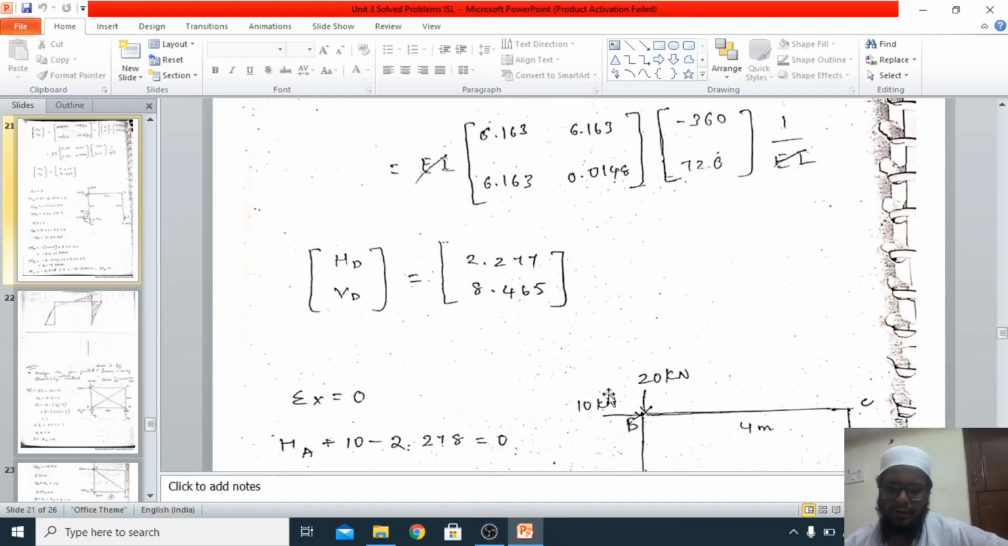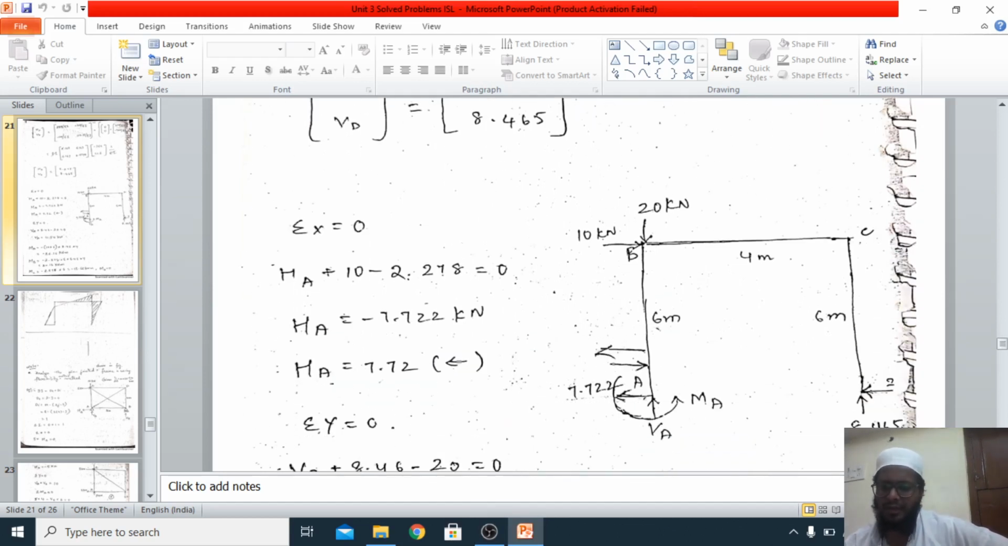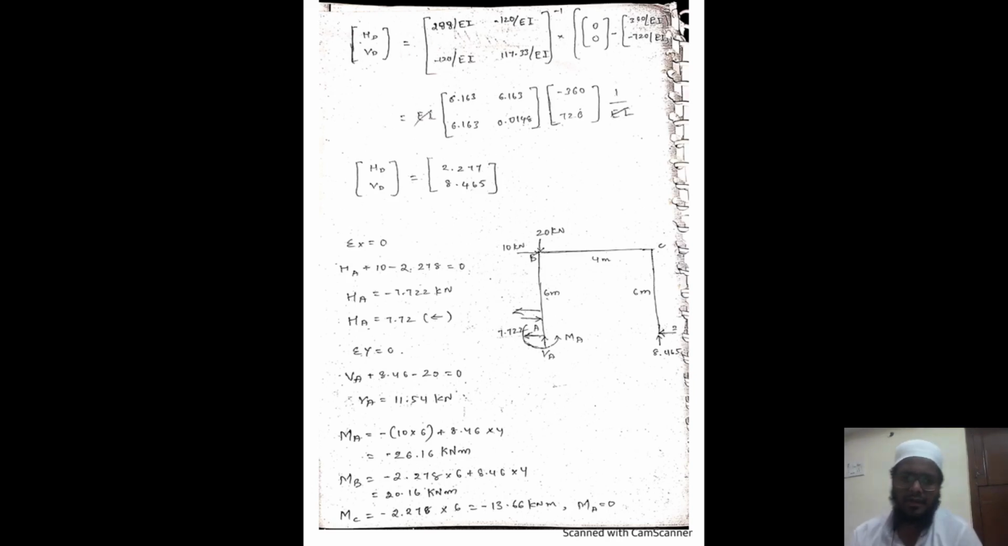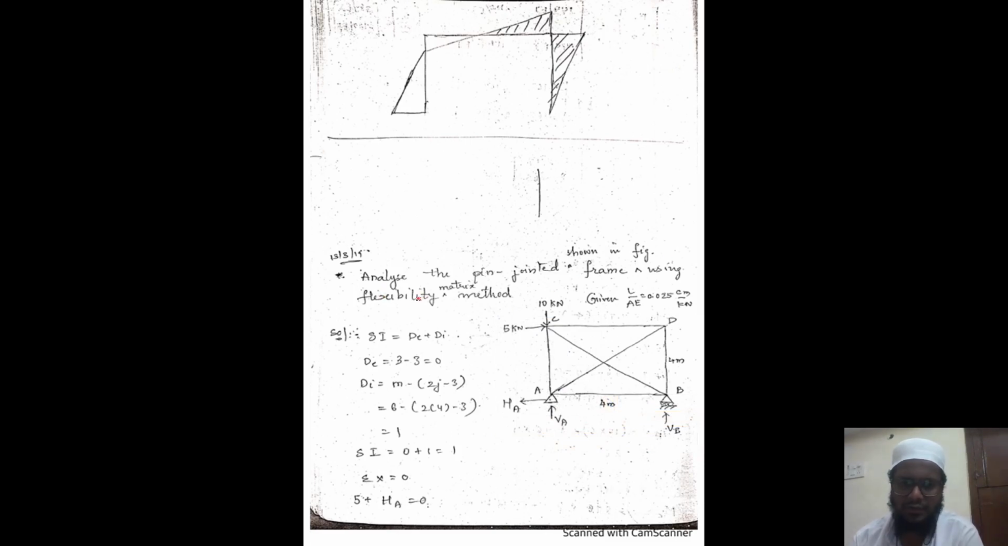So now we'll go for the next problem. In the next problem, we have a rigid jointed frame. We can calculate this one easily with the help of the flexibility matrix method. You can see the question here: analyze the pin jointed frame shown in the figure using the flexibility matrix method, and it is given L by AE is equal to 0.25 centimeter per kilonewton.